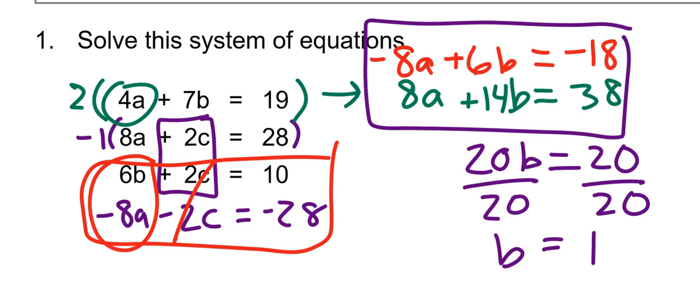So we got rid of the C's from the bottom two equations in the red box. And then we multiplied the top one by 2. And then added those, the red and the green together to get B equals 1.